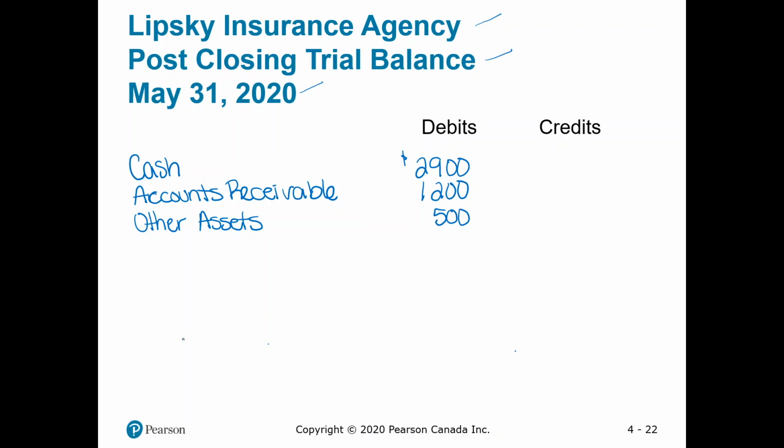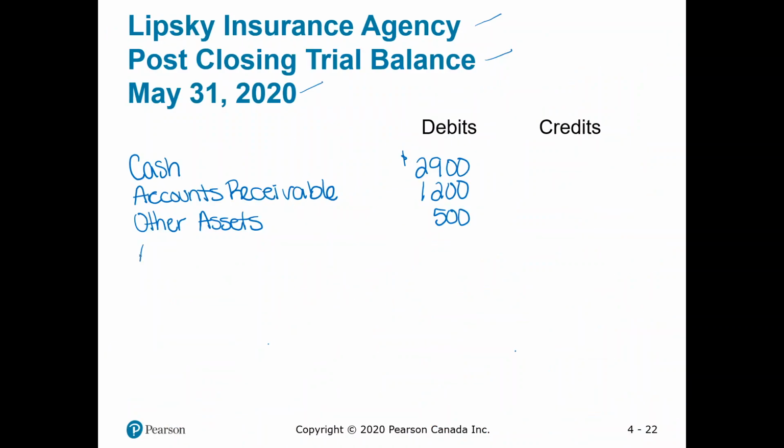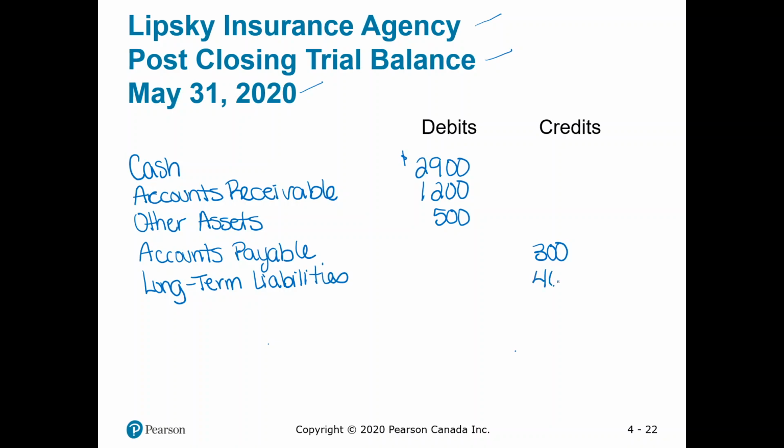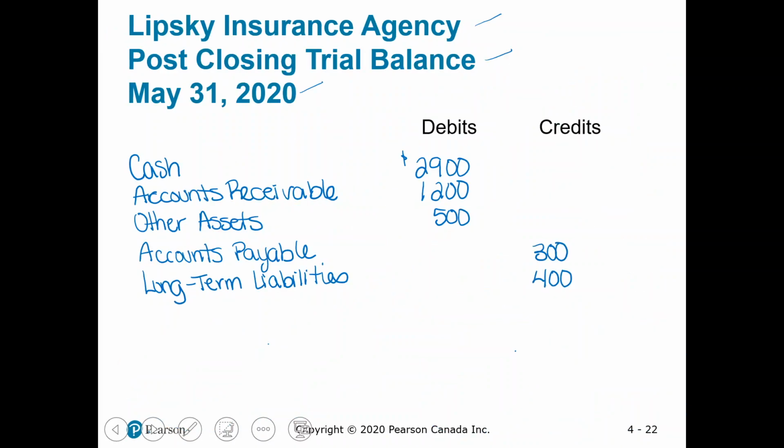Okay, so those were all of our assets. Now we pick our liabilities. So we've got AP and long-term liabilities. Our accounts payable was a credit of $300. We also had long-term liabilities, which were $400. And then the last account that we haven't picked up is our capital account, with a balance of $3,900.